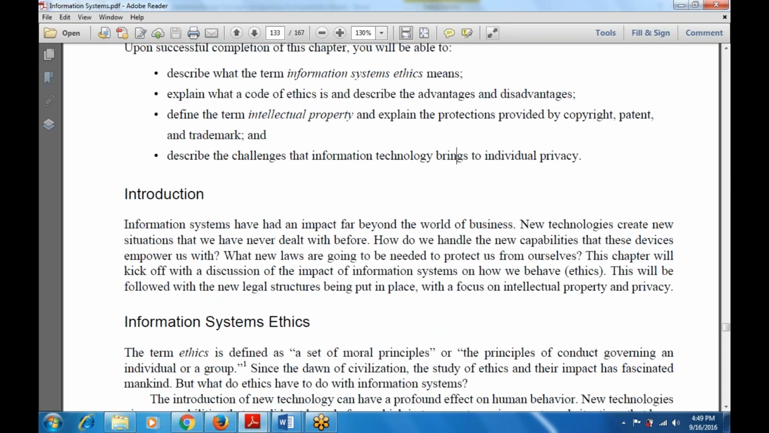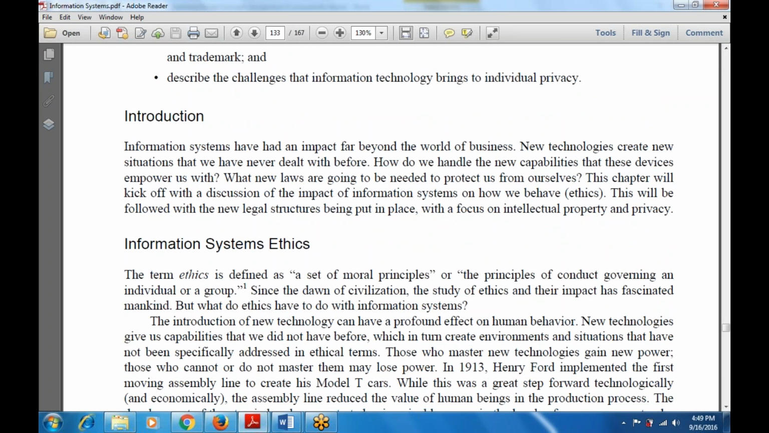Now, what is information system ethics? The principles of conduct governing an individual or a group are known as ethics, a set of moral principles. When we say ethics, we mean the various rules and regulations, the set of moral principles or principles of conduct governing an individual or a group.